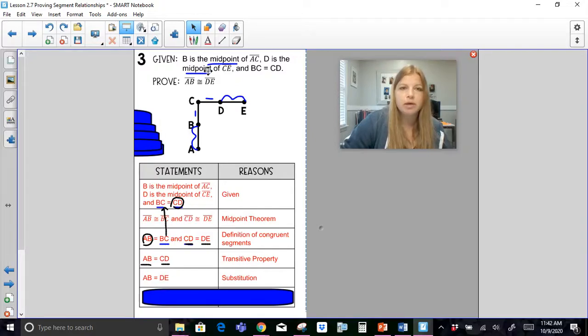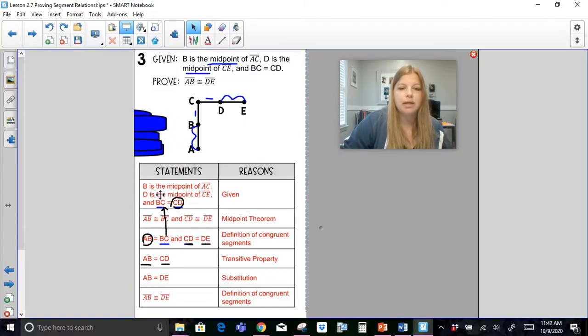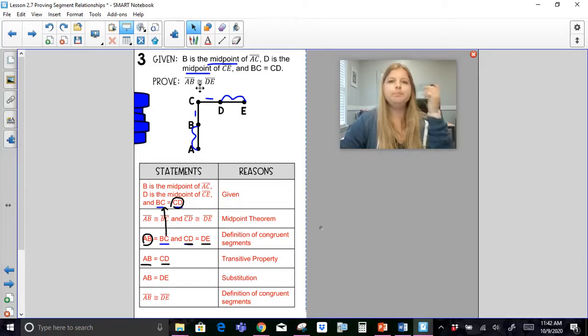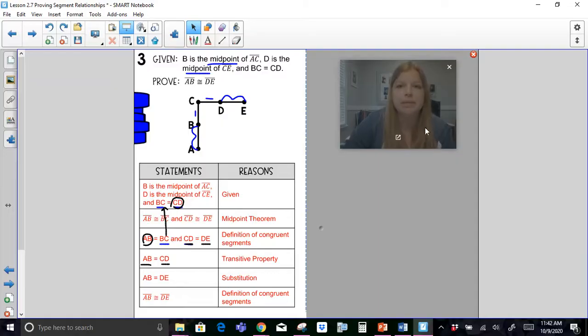I now have the order of my statements, but I just need to talk about their segments being congruent, and I would then be able to go ahead and do my definition of congruent segments. So there was my transitive property used twice to kind of leapfrog over and make sure that my final answer is in this order of segment AB is congruent to segment DE.